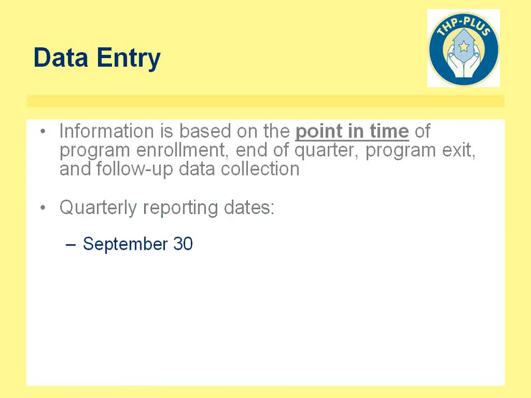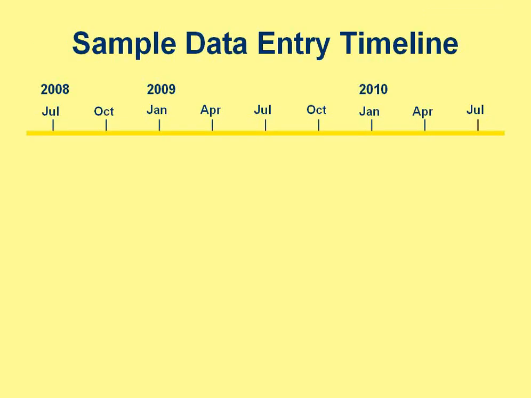The quarterly reporting dates are, looking at the start of the fiscal year on July 1st, September 30th, December 31st, March 31st, and June 30th. Reports are due on the 15th of the month after the end of the quarter. So in practical terms, what that means for you is that the next deadline is Thursday, January 15th to enter data for the quarter ending December 31st.